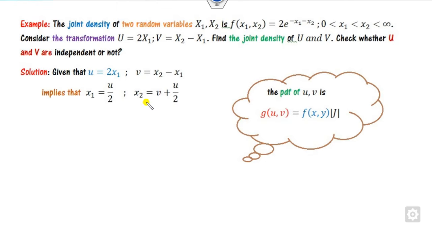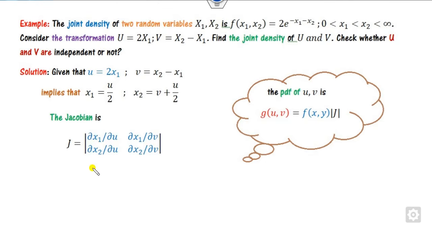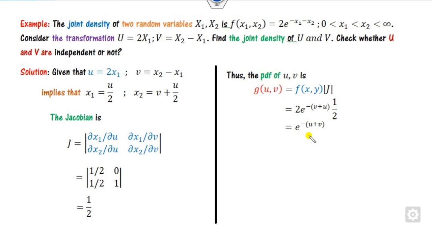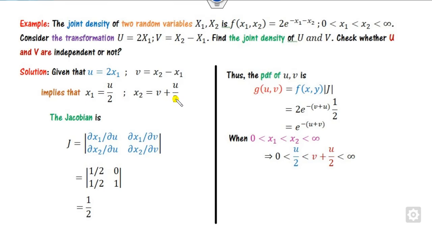Based on this x1 and x2, you can find the Jacobian of this. So what is that? Jacobian will be nothing but half. You can substitute the value of x1 and x2 in this expression. You will get here. How you can find the domain of this? So it is given to you here. You can substitute the value of x1 and x2 here.